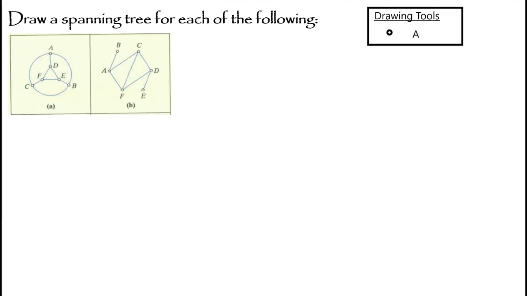Draw a spanning tree for each of the following. So what we're going to do here is say, well, how many edges do I have to take away to break up all of the circuits? And now we see we can draw point A down to D, from D to F, from F to E, from F to C, from E to B, and I need to take away 4 edges altogether.